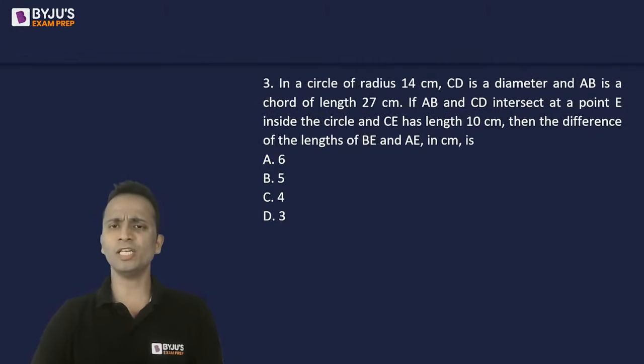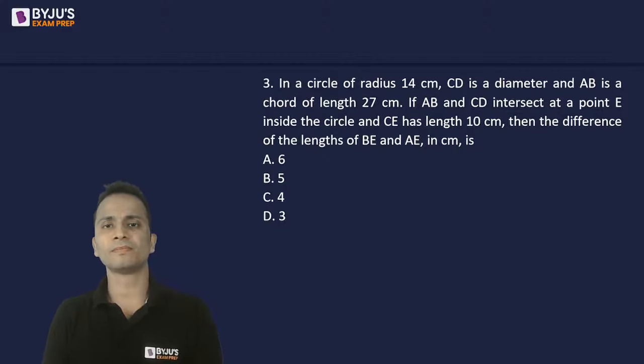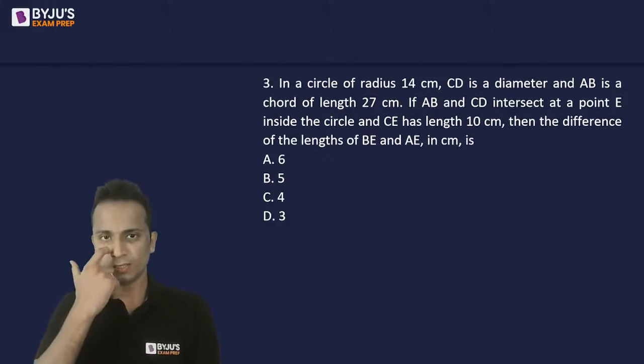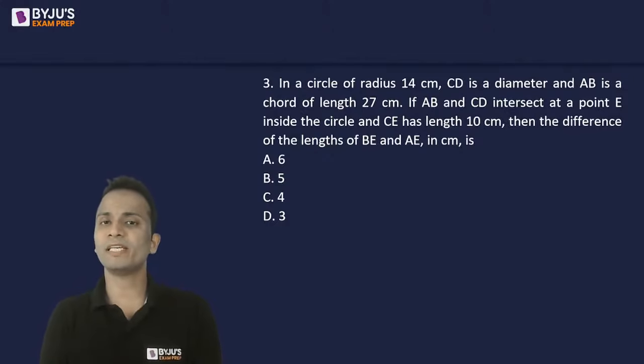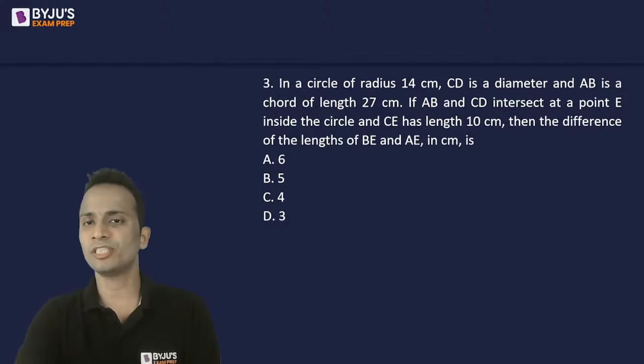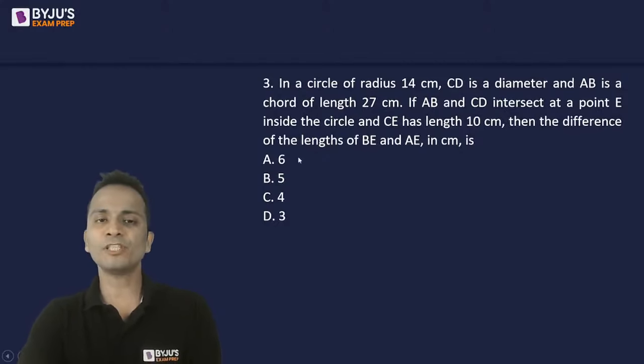Okay, let's do question number 3. All of you, question number 3. Now, this is a question based on geometry. In a circle of radius 14, CD is the diameter and AB is the chord. The chord length is 27 centimeters. If AB and CD intersect at point E inside the circle and CE has length 10 centimeters, then the difference between the lengths BE and AE in centimeters will be how much?